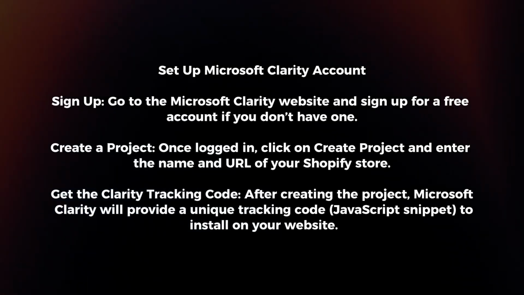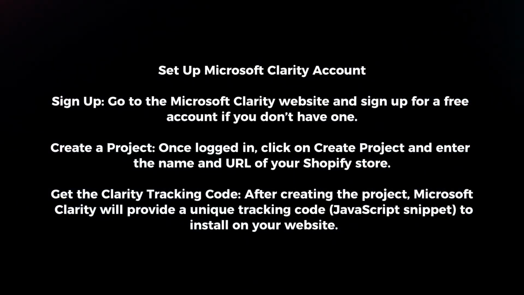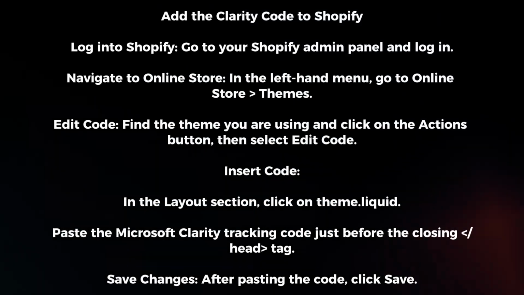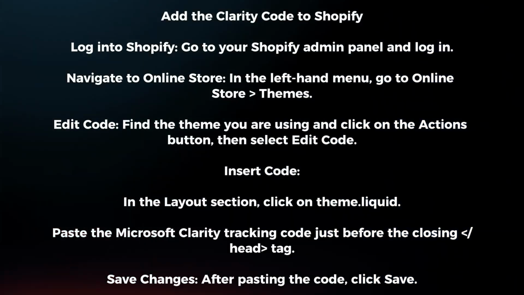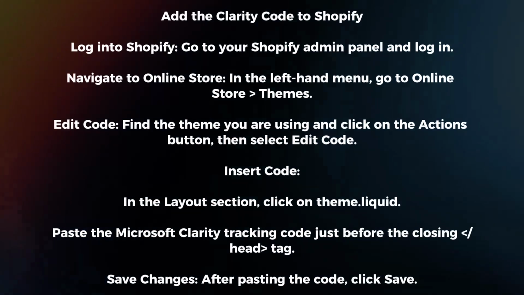Get the Clarity tracking code. After creating the project, Microsoft Clarity will provide a unique tracking code to install on your website. Add the Clarity code to Shopify. Log into Shopify. Go to your Shopify admin panel and log in. Navigate to Online Store. In the left-hand menu, go to Online Store, Themes.